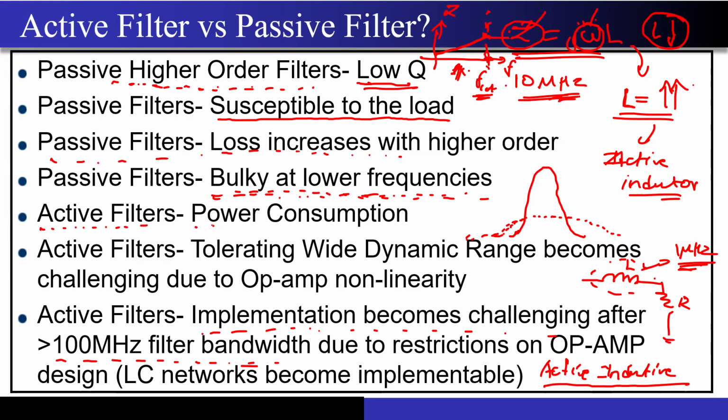The one bad point about the active filter is that we are using the op amps, so each and every op amp is going to consume power, and as your application demands more and more bandwidth, you have to burn more current in the op amp to increase its unity gain bandwidth. You have studied the concept of the unity gain bandwidth, right? I will just give you a hint.